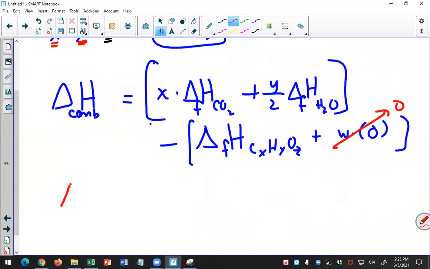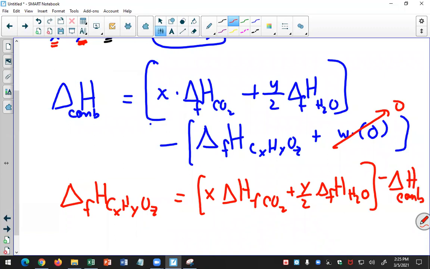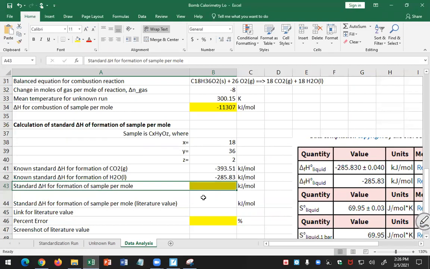That's simple. I just rearrange this. I can just say delta H formation of CxHyOz is equal to x times delta H formation of CO2 plus y over 2 times delta H formation of water minus my experimental delta H of combustion. And so that's the formula you would have to enter in your Excel sheet. Okay? So that goes over here.